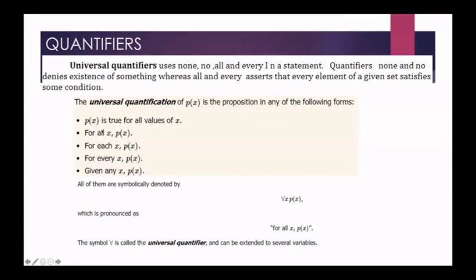Okay, class? So for all x, P(x). For each x, P(x). For every x, P(x). Given any x, P(x). Can you feel that? There's the universality mentioned, like the all, the every. All of them are symbolically denoted by this symbol, for all x. The symbol is called the universal quantifier and can be extended to several variables. But again, it's not only this, because we also have none, no. But our focus is the universal, that's why we use this symbol.